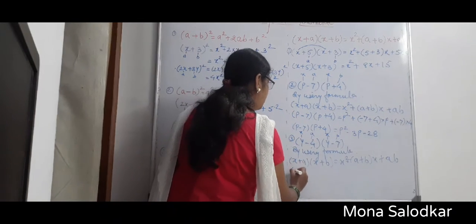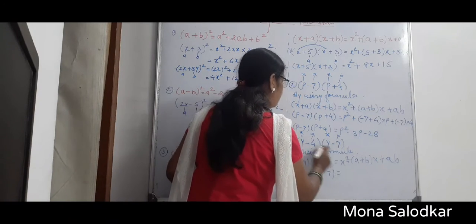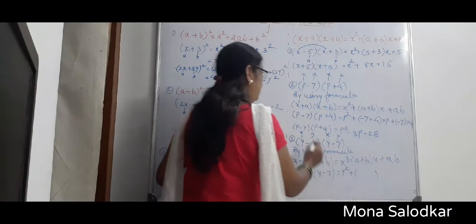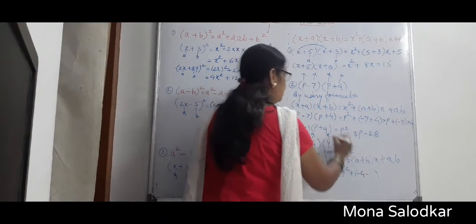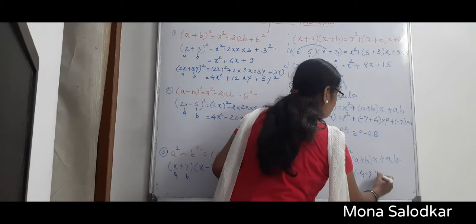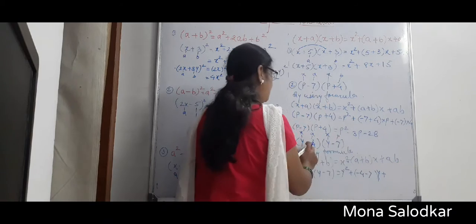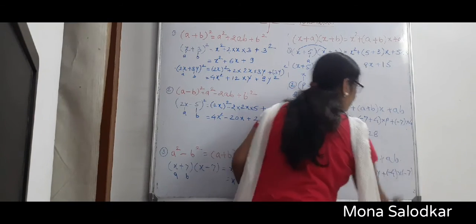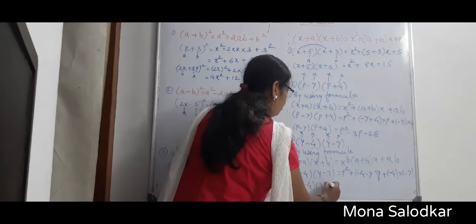Now see here, (y − 4)(y − 7) is equal to x², which means y². Plus a, which means −4. Take −4. And b means −7, into y. x means y. Now a into b means −4 into −7. Now open the brackets and find the answer.